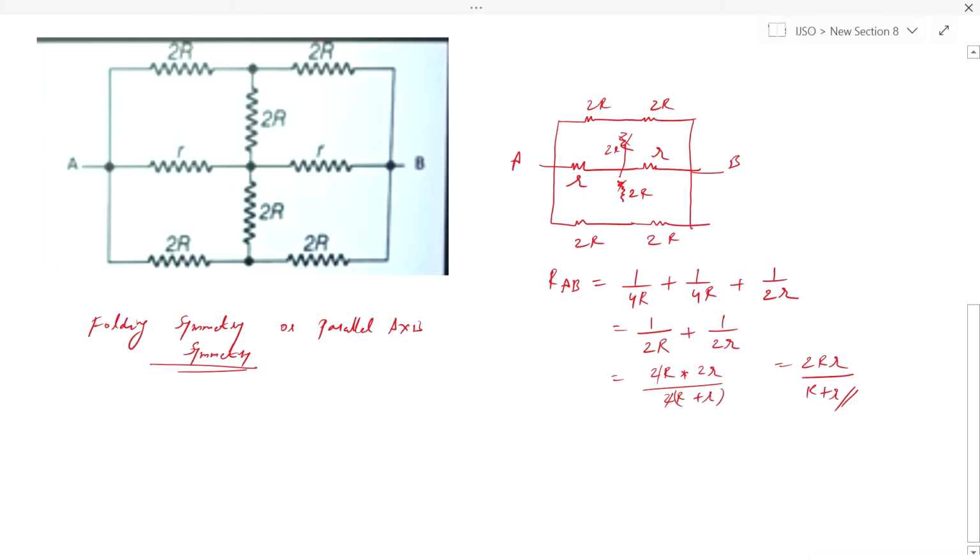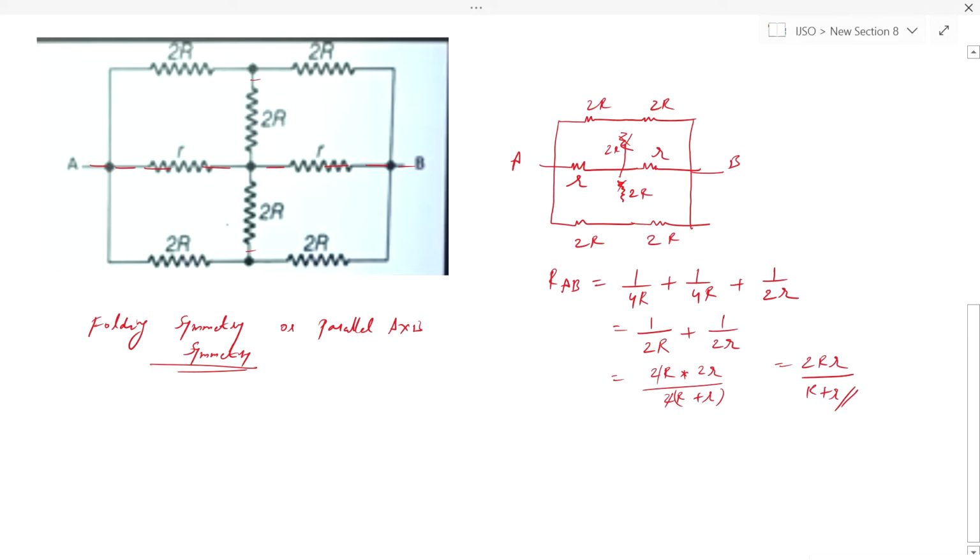2R and 2R are parallel. R and R are parallel. 2R and 2R again are parallel. Then series. So now pay attention. Now there are 3 points. Can't you fold it vertically? Then it would be perpendicular axis theorem only, no? That is a different concept. In perpendicular axis, when you are solving, you have to cut from here and there is no current. This is a different concept. This is a folding symmetry concept.